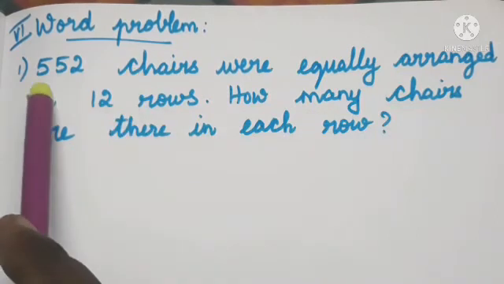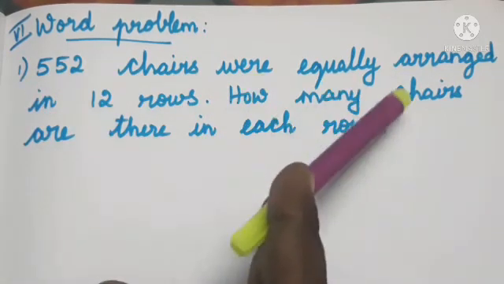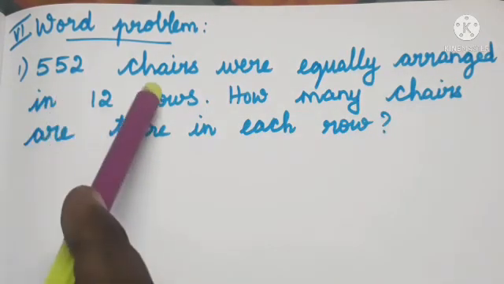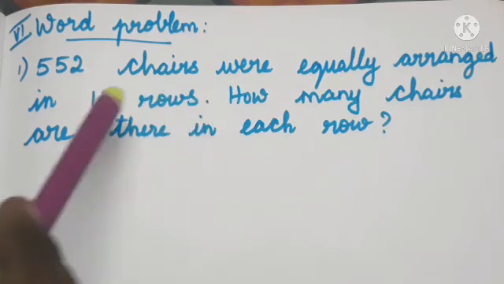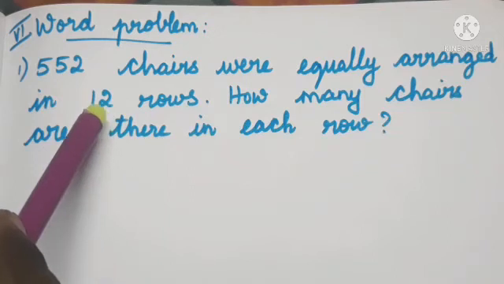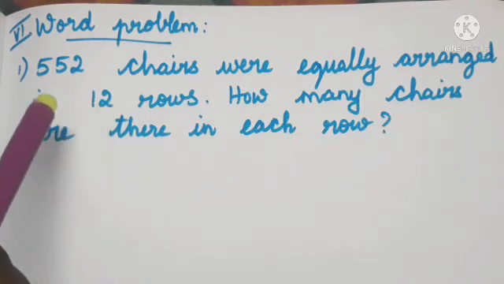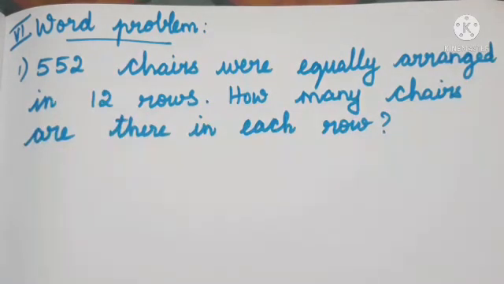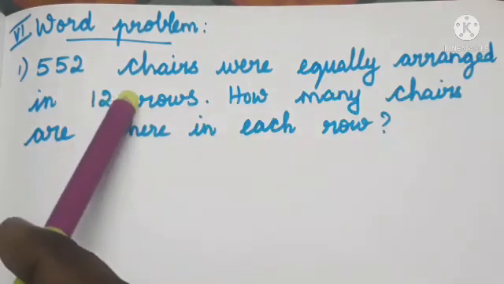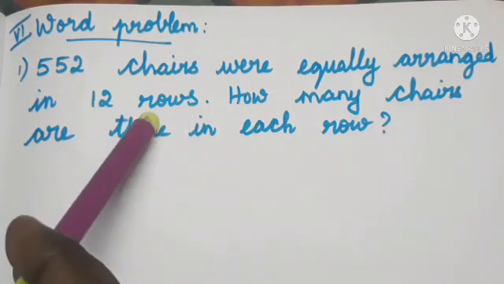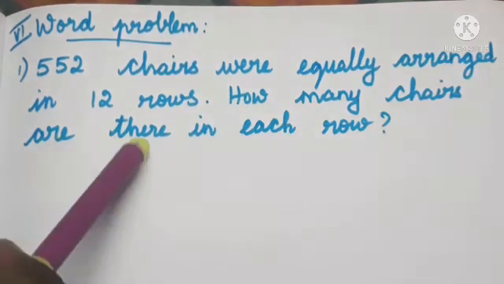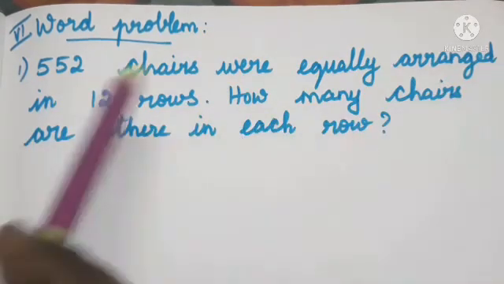Once again, 552 chairs are equally arranged in 12 rows. So totally there are 552 chairs, and these chairs are arranged in how many rows? In 12 rows. In our classroom also we have some chairs, no? We arrange the chairs row wise. Likewise, 552 chairs were arranged in 12 rows. Then what they asked us to find out? How many chairs are there in each row?